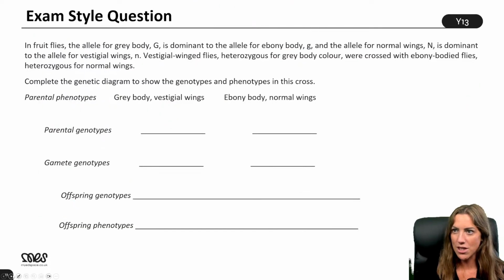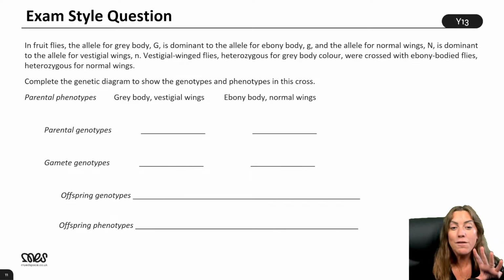Okay, should we do an exam question? So this is an actual exam question, okay? And I love it because it's 4 marks. And if you get it, you've got 4 marks in the bag without really having to remember any content, which is so rare for biology A level. Okay.